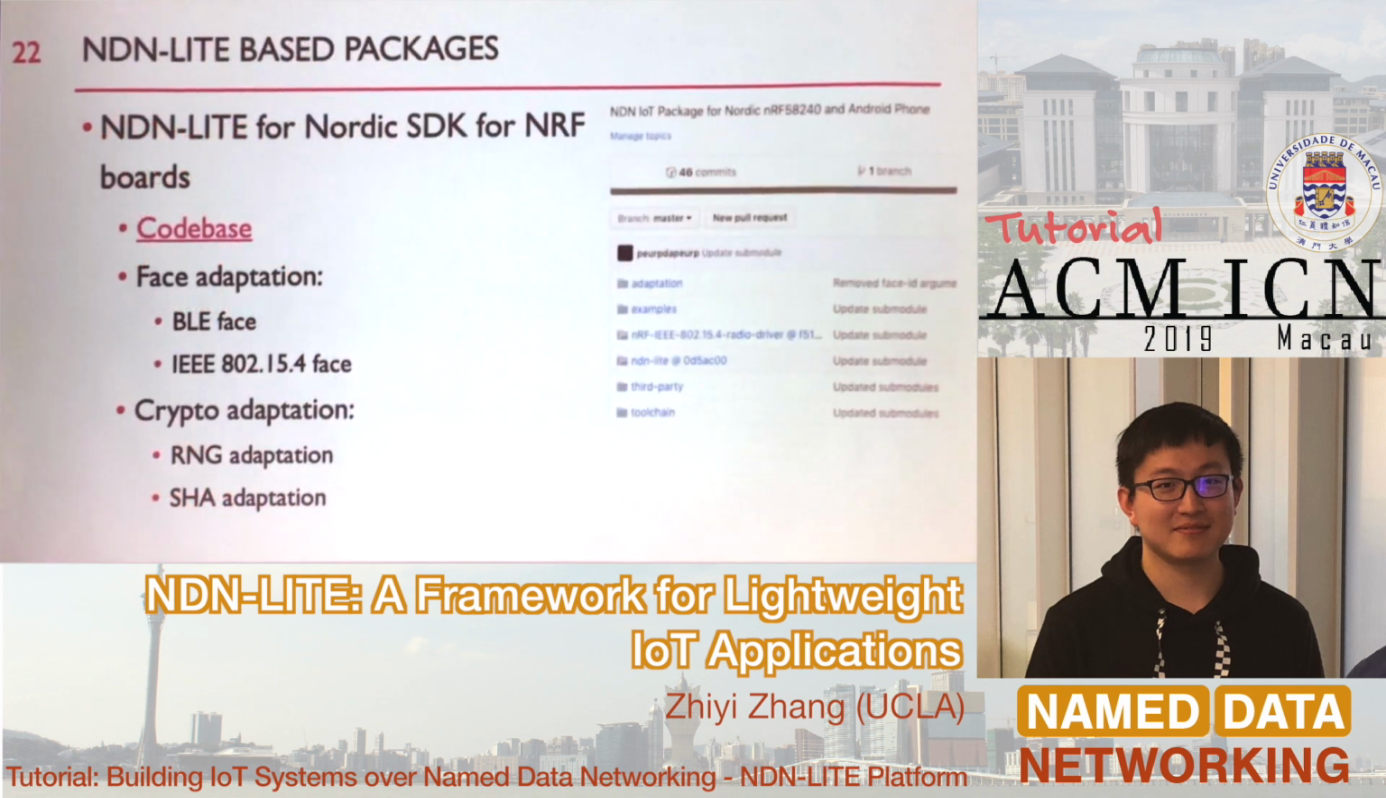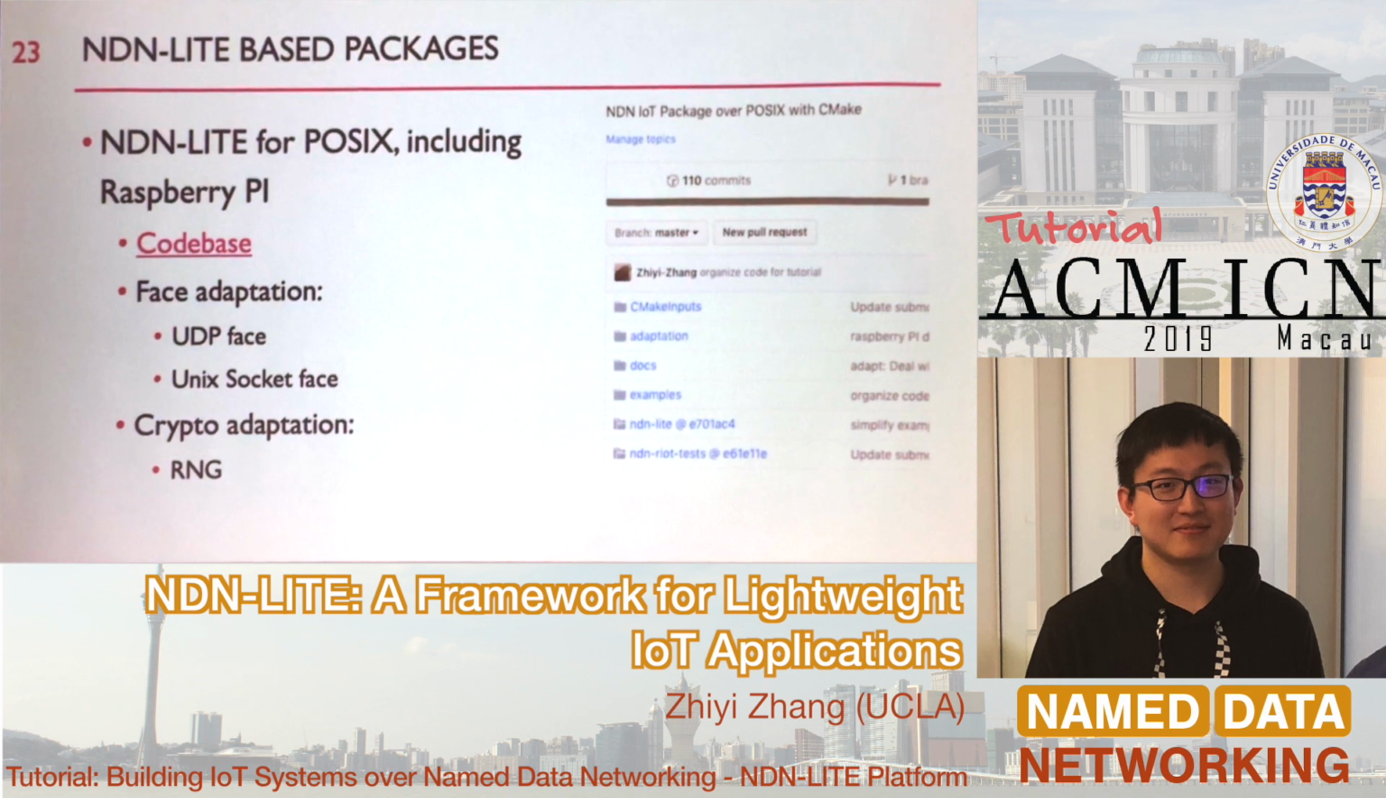Yeah, so for now we have adaptations mainly to 2 platforms. One is NORDIC, one is POSIX. And here shows the NORDIC SDK. Here shows the NORDIC NDN-LITE package. And as you can see, we have the face adaptation to BLE and 802.15.4. But we also have the crypto adaptation to use the local RNG and the SHA-2 support.